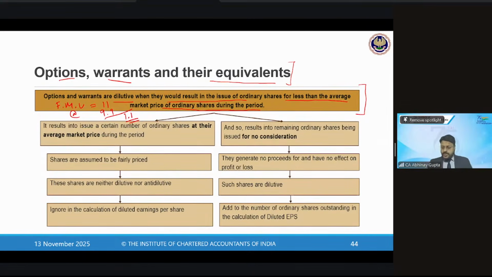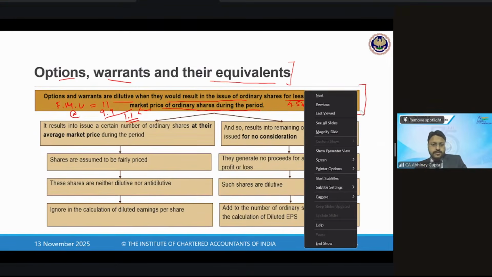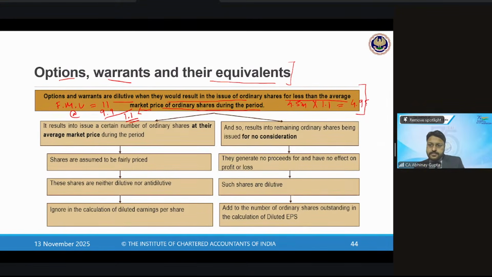Now the standard says we can compute the number of shares which is equivalent to the value of the benefit passed to the option holder. How many options were there? 4.5 million. What is the benefit per share? 1.1. How much does it come to? 4.5 million times 1.1 is 4.95 million.